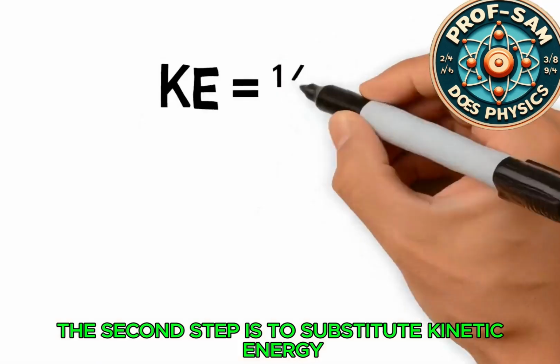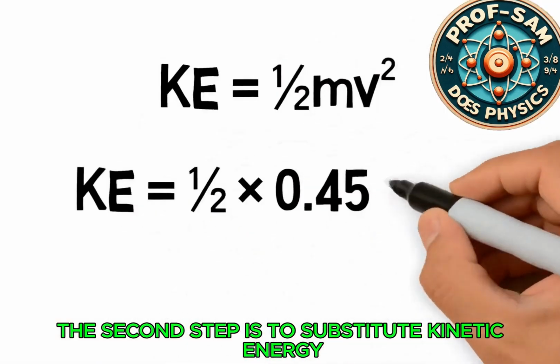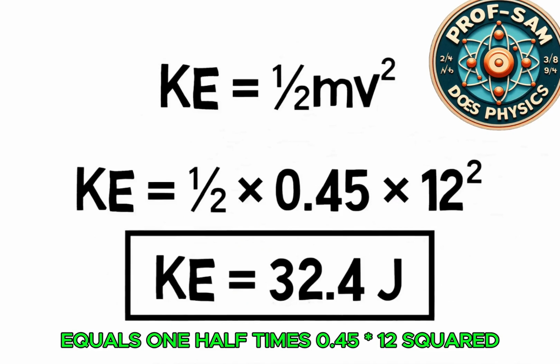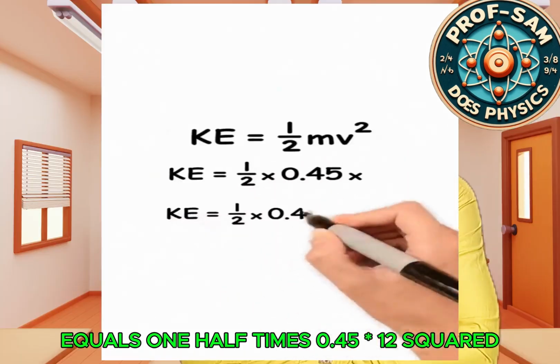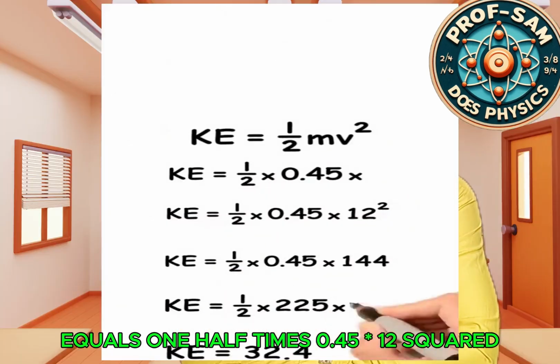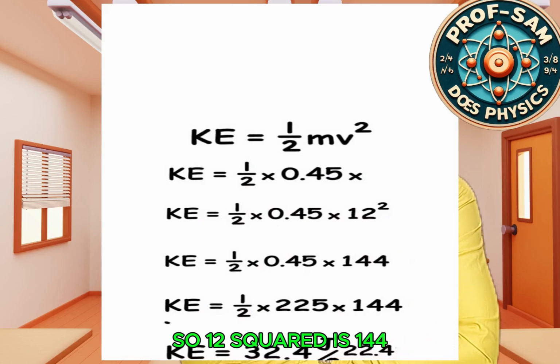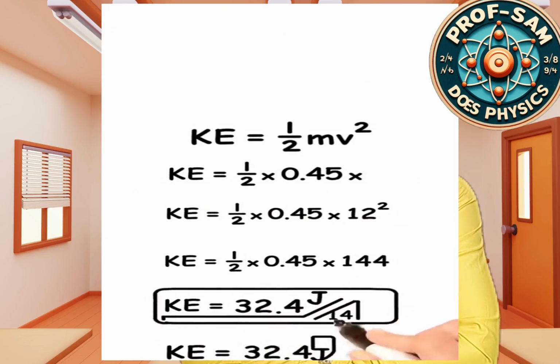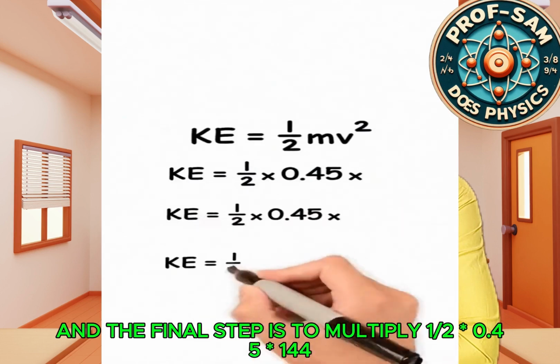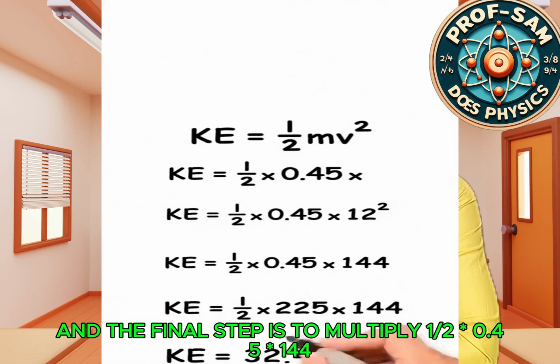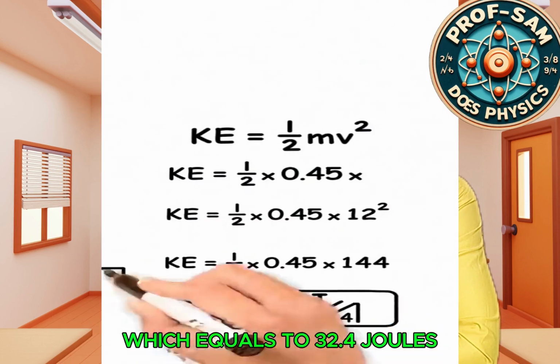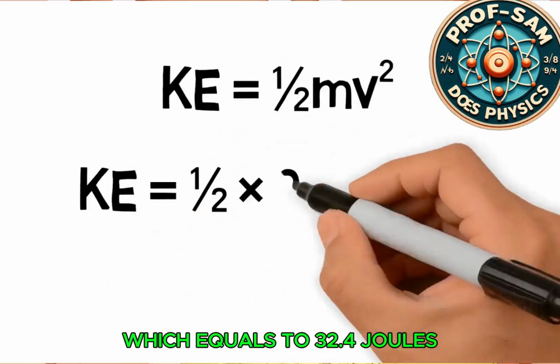The second step is to substitute. Kinetic energy equals 1/2 times 0.45 times 12 squared. So 12 squared is 144. And the final step is to multiply 1/2 times 0.45 times 144, which equals 32.4 joules.